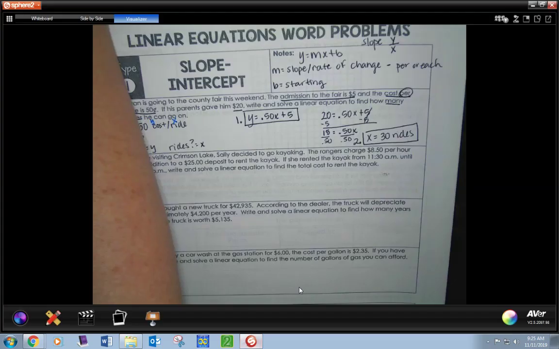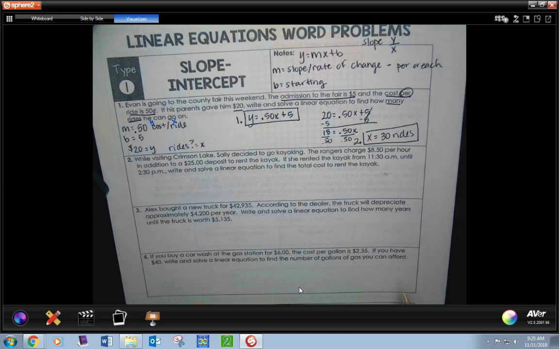All right, so finishing this up. While visiting Crimson Lake, Sally decided to go kayaking. The rangers charge $8.50 per hour, in addition to a $25 deposit to rent the kayak. If she rented the kayak from 11:30 a.m. until 2:30 p.m., write and solve a linear equation to find the total cost to rent the kayak.